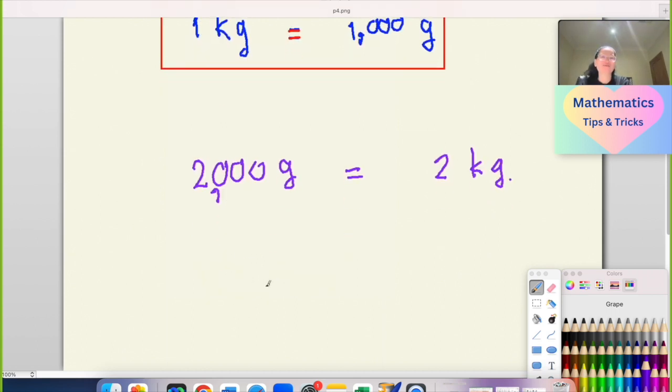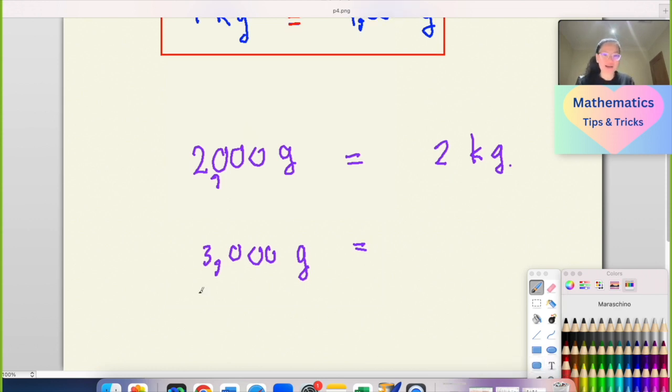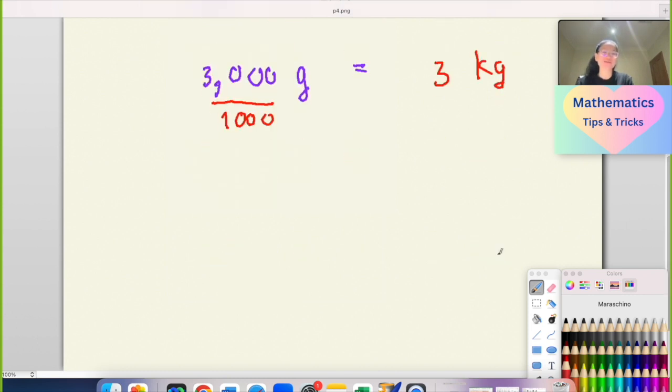Okay? For example, Grace, can you guess, 3,000 grams equals how many kilograms, please? You need to divide them by 1,000. So it equals 3 kilograms.